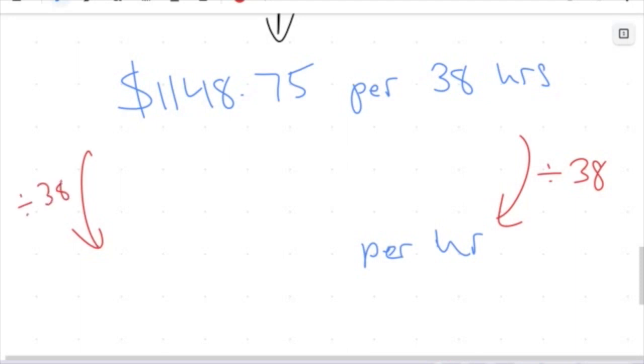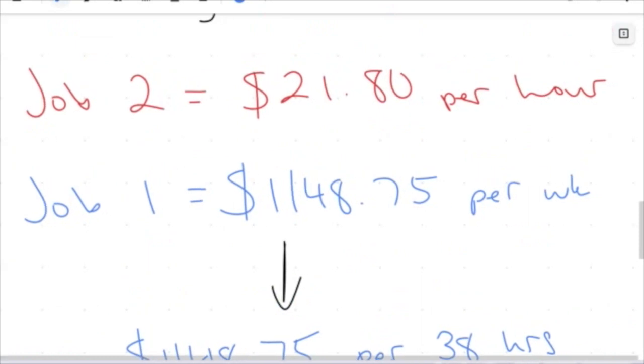And I'm going to do that to the pay, because the pay is obviously going to get smaller as we are dividing. So if I divide 1,148.75 by 38, that gives me roughly $30.23 per hour. So job 1 pays off better. This is the job that we're going to make more money in.